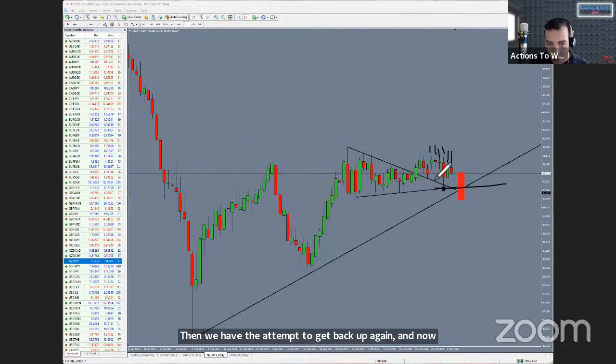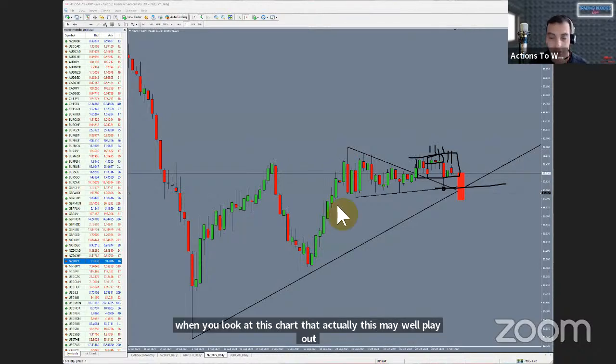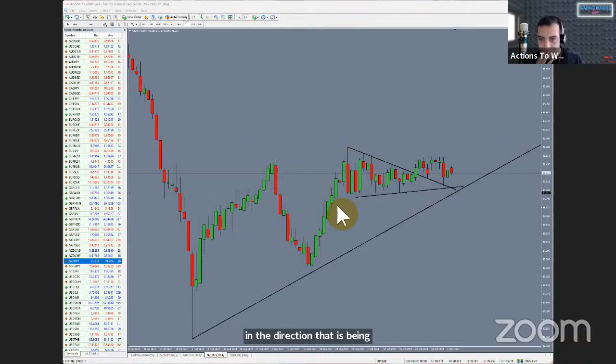So the chart over this particular period is actually showing some pretty negative sentiment, indecision, and now some negative sentiment again. So it's not set up yet, but there are whispers, I think, when you look at this chart, that this may well play out in the direction that is being pointed to by the COT data. Cool.